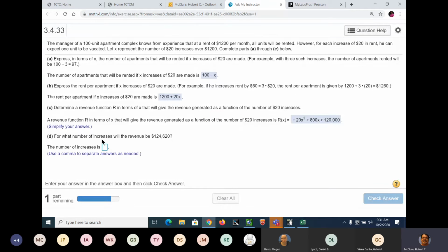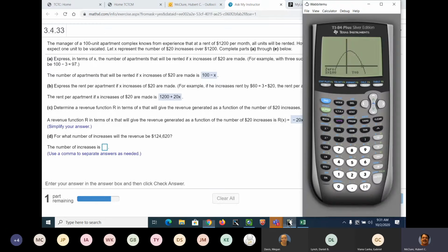For what number of increases? Okay, well, the revenue, we'll just put in y is equal. Go back to our, and type in y is equal to 124,620. And graph. And I'm going to blow that up for us. So zoom, box.